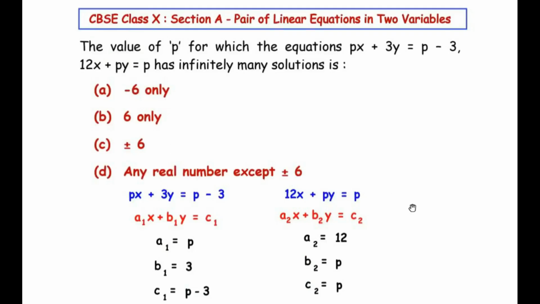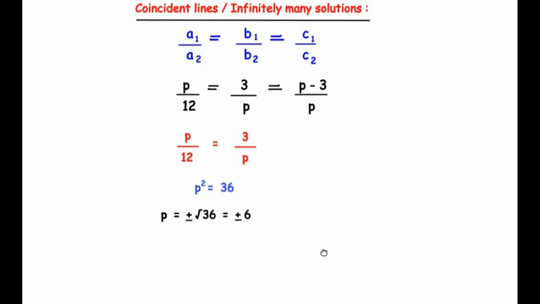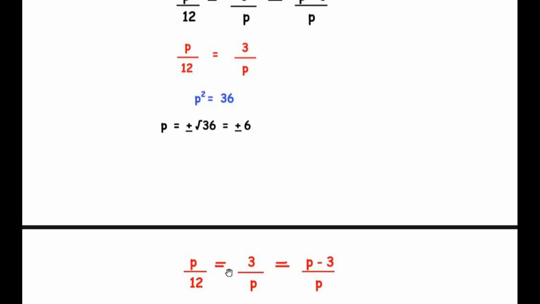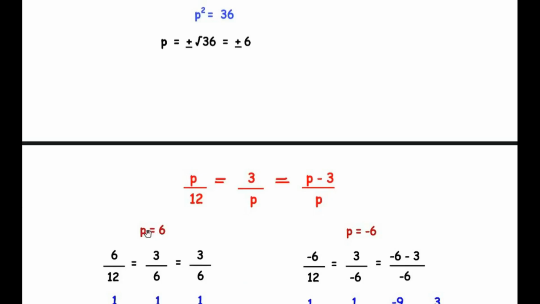So to find out which is the correct option, we are going to take both the values of p which we have got, that is plus 6 and minus 6, plug them in this condition and see which value of p satisfies this condition. So here I have written down the condition again for easy reference. So p over 12 is equal to 3 over p is equal to p minus 3 over p. Now let us take the value of p as 6 first. So when we take p is equal to 6, that is one of the values of p we have got, we are going to write 6 over 12 is equal to 3 over 6 is equal to 6 minus 3 gives us 3 over p becomes 6, that is 3 over 6.